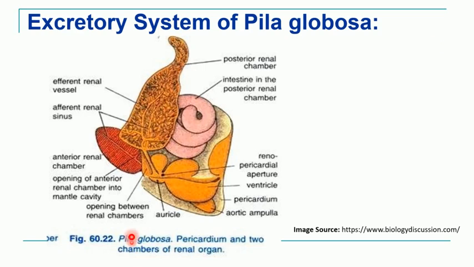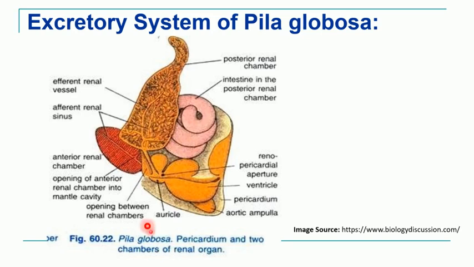floor. So in this diagram we can see this is the anterior renal chamber. It is oval in shape. It is not flat as it is looking, but it is oval. So it will have this upper side as the roof, and on the other side it will have the floor.